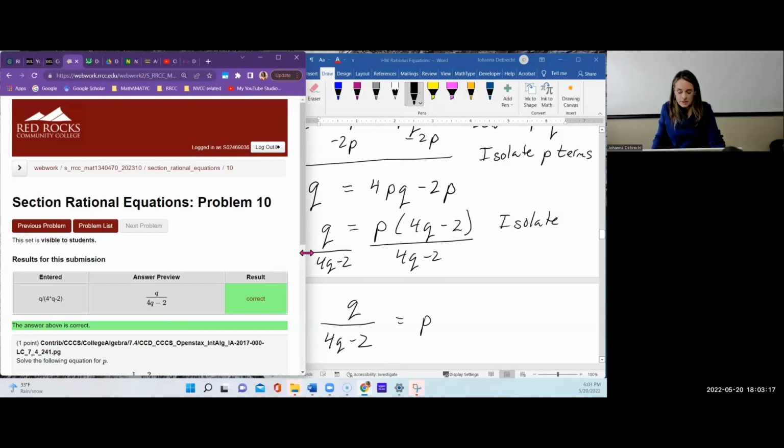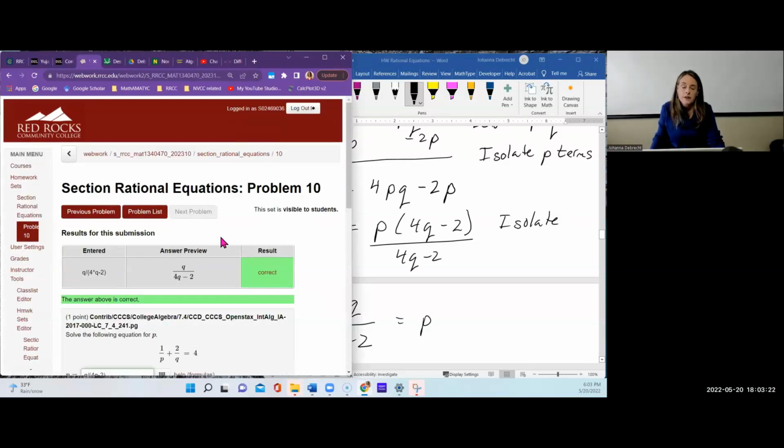That's the end of this particular homework set. And I hope that this did make sense to you and that you now understand how to handle rational equations. They're not easy, but never forget to check for extraneous solutions.